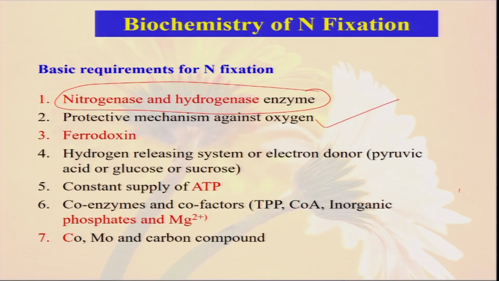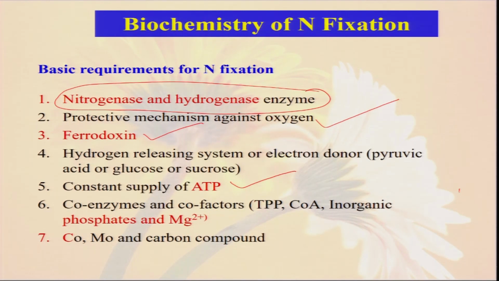I have already told you these are microaerobic. They need air, but not in a very high quantity. And if there is absolutely no air, then also there is a problem. There is also one iron-rich compound, ferredoxin, that is needed, and a constant supply of ATP, because I have already told you previously, in the biological nitrogen fixation process, to reduce one molecule of nitrogen there is a constant need of 16 moles of ATP.